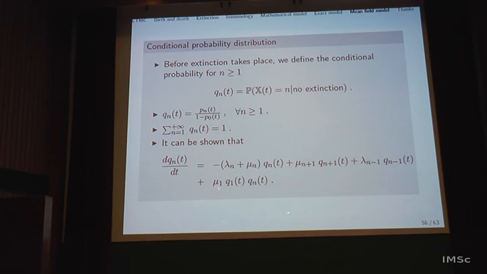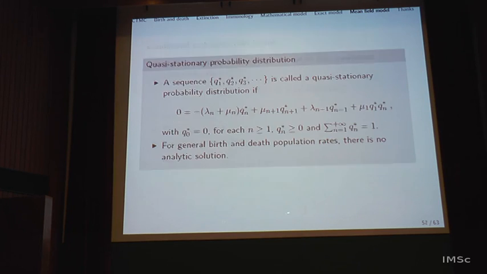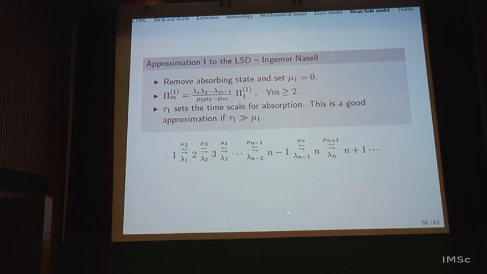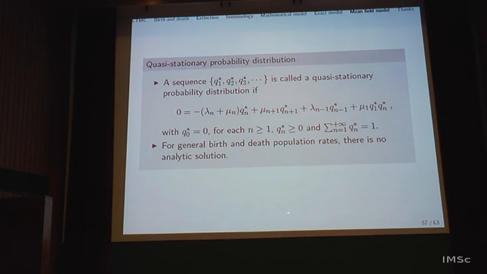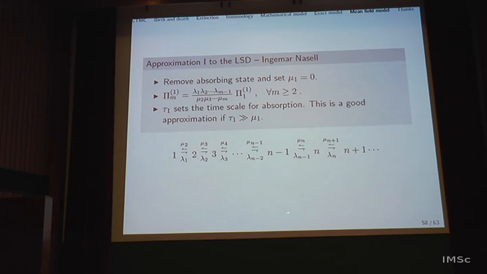And remember, they had this nonlinear term, and I defined what a quasi-stationary probability distribution was. So what one can actually do is, as I've said, they have this nonlinear term. So finding solutions for the ugly functions of lambda that we got was a nightmare. But one can actually do the approximation that Ingemar Nåsell proposed.